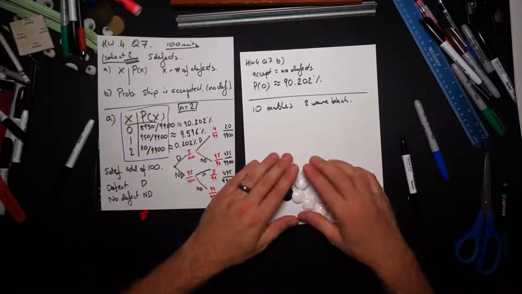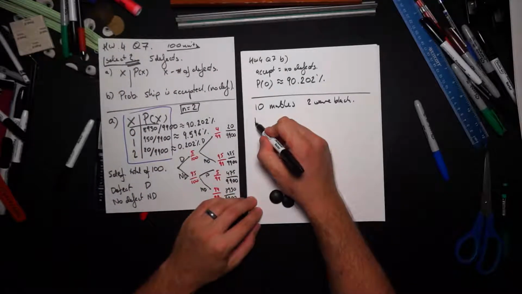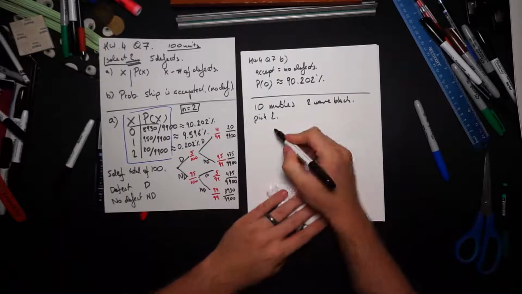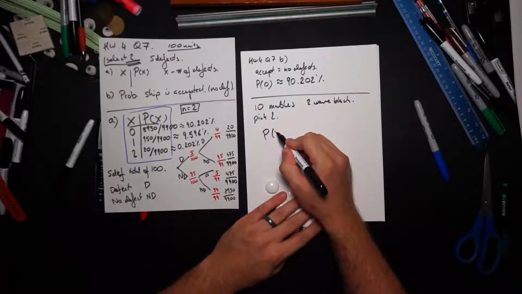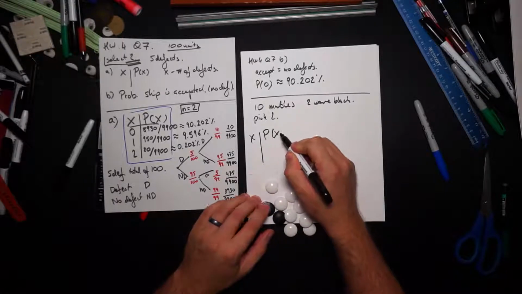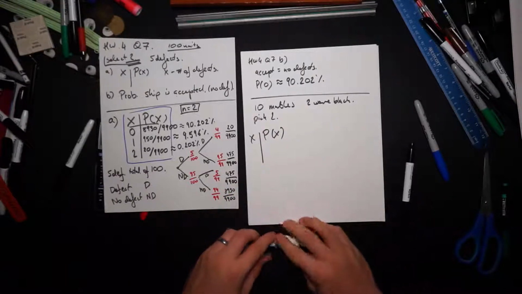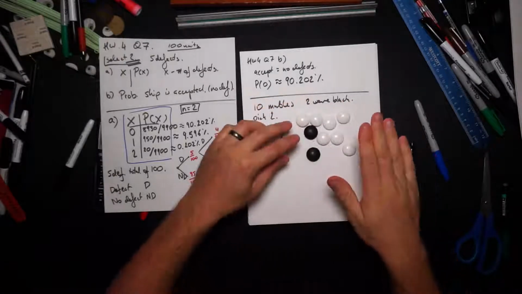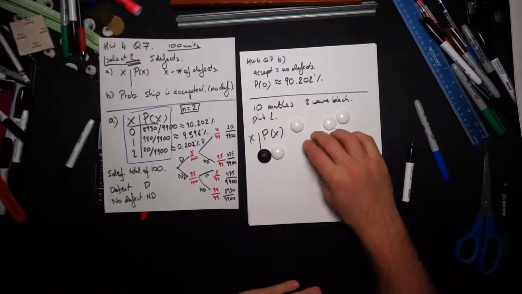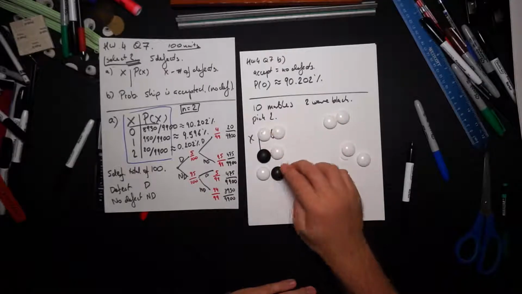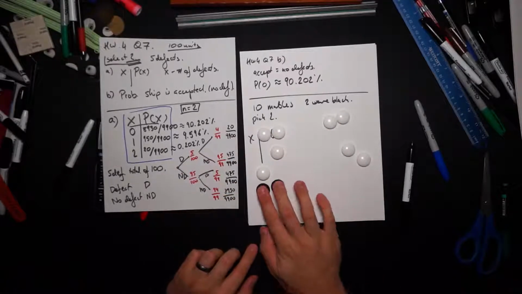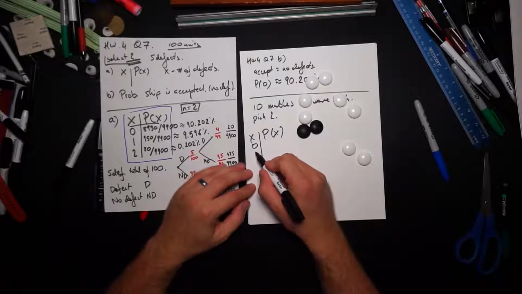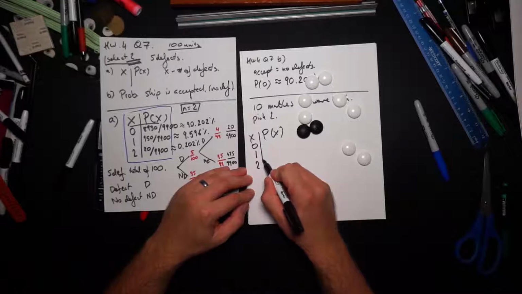And let's do the same thing. We pick 2. And we need to build the x, P of x probability distribution, right? So if we are picking 2, well, there's some options. You could pick no black marbles, 1 black marble, or 2 black marbles.